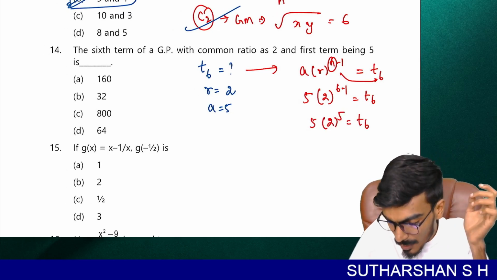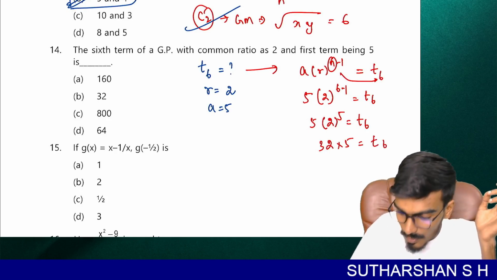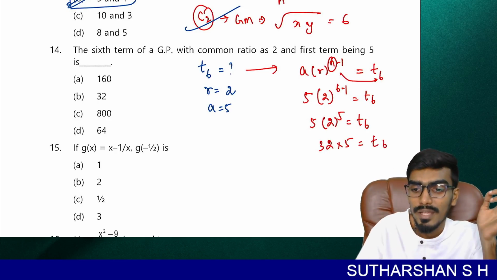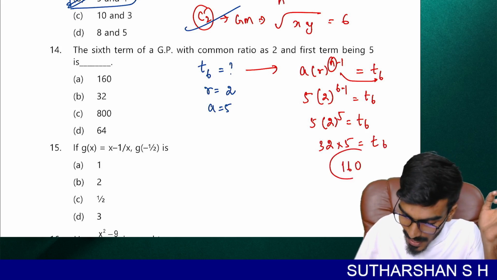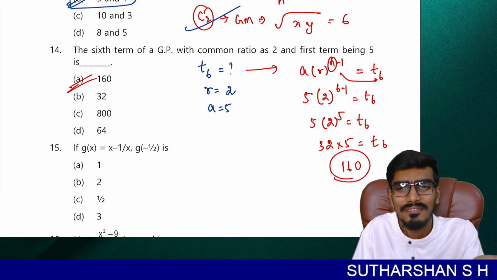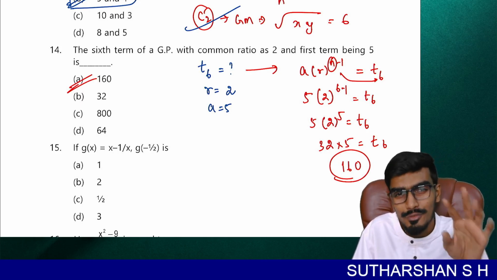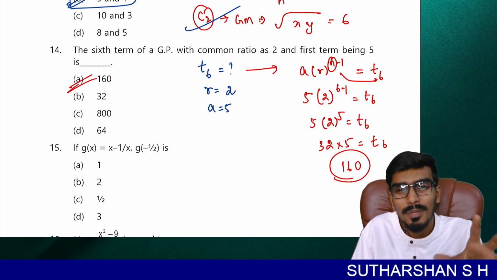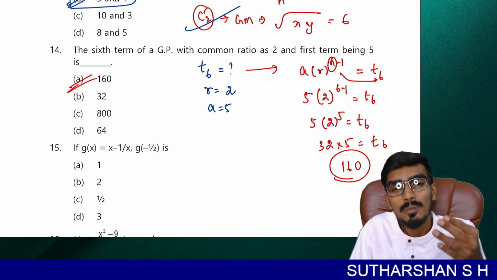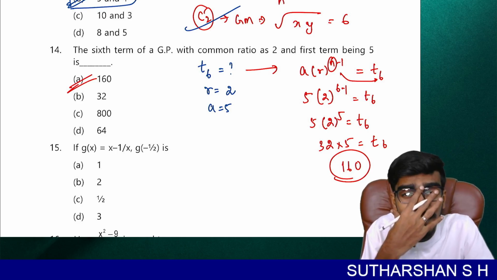What is 2 power 5? 2 power 5 is 32. 32 into 5 is equal to T6. 32 into 5, you are getting 160 as your answer. Directly we can do it. We also have a calculator trick for it, but I don't want that calculator trick to be used for this 14th one, pen paper mode or orally. If you are good at mathematics, you can easily do this sum orally.